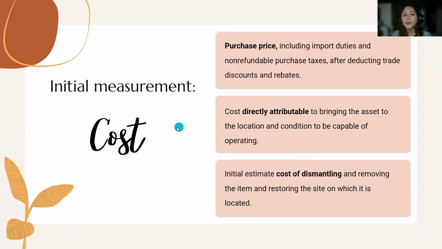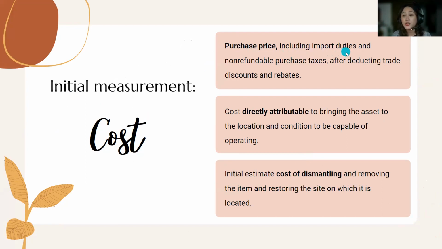Okay, so paano ba initially mini-measure? Initially, PPE are measured at cost. So what includes yung cost? Cost includes 3 items. First is the purchase price. So, magkano yung bili? Let's say, bumili ako ng equipment, bumili ako ng grinder. Tapos ang purchase price, binili ko 'to for 1 million, kunyari. So, purchase price ko yun.